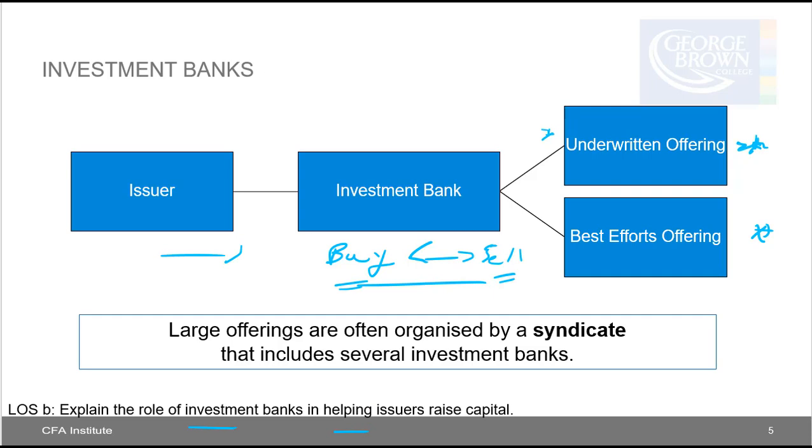If the offering is undersubscribed, the issuer will sell fewer securities and may not be able to raise as much capital as it had planned. A single investment bank may not have the distribution network, capital, or risk appetite to organize a large offering, so large offerings are often organized by a syndicate, okay? And a syndicate just means that it's a group of several investment banks.